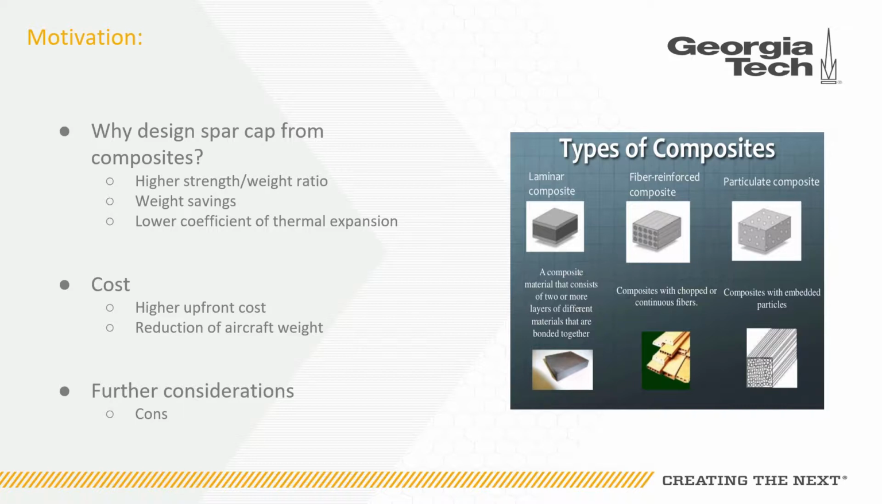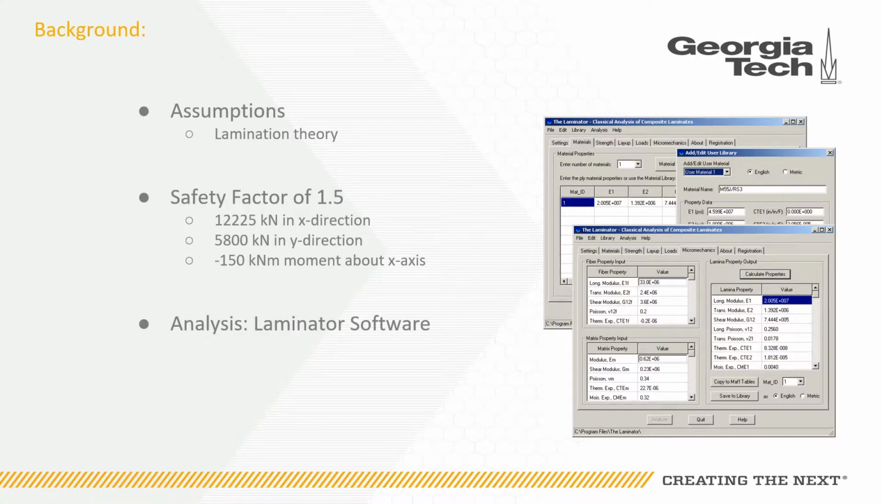On the other hand, we must also consider some downsides to composites, one of which is the difficulty in determining fatigue damage when compared to traditional metal systems. The design process utilized the assumptions of lamination theory, used a safety factor of 1.5, as this was a standard in the aerospace industry. This safety factor resulted in the loads and moments shown here.